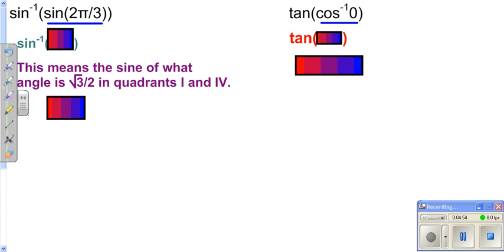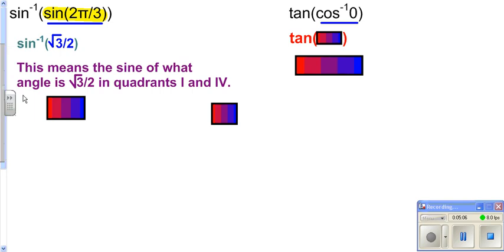Once again, you want to work from the inside out. So you work from the inside. That's one you're supposed to have memorized from your unit circle, and you get root 3 over 2. Then you have your outside of sine inverse, the whole inside simplified down to root 3 over 2. That means the sine of one angle is root 3 over 2.